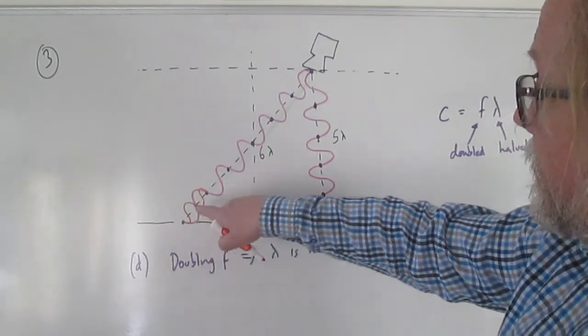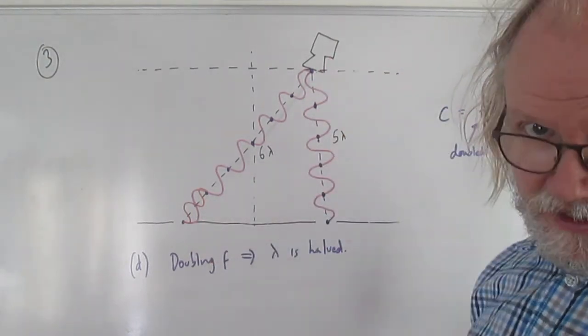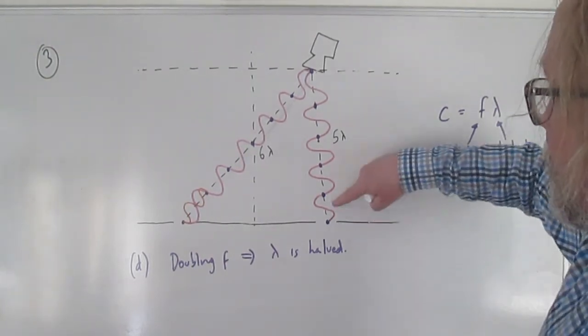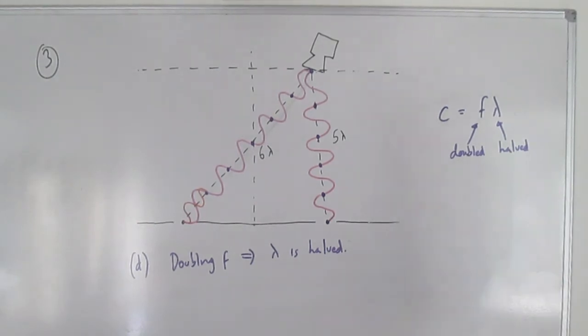Okay, so this path length was 6 wavelengths, so now it will be 12 wavelengths, but it's therefore still a whole number. And this path length, instead of being 5 wavelengths, will now be 10 wavelengths, because the wavelength is only half as big, but it's still a whole number. So the difference in path length will now be 12 wavelengths minus 10 wavelengths. So the difference in path length will be 2 wavelengths, but so long as it's a whole number of wavelengths, they'll still be in phase, and therefore the interference will still be constructive, and therefore it will still be a maximum. Okay, so that's the answer to the question.